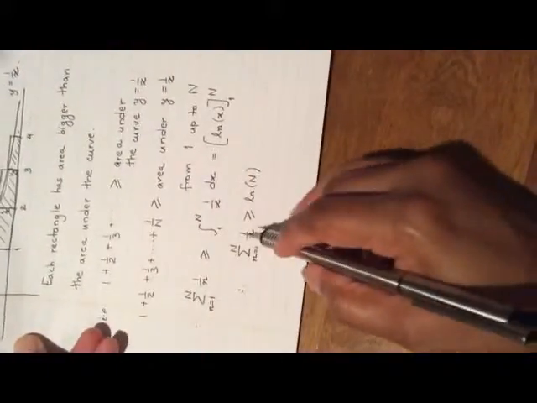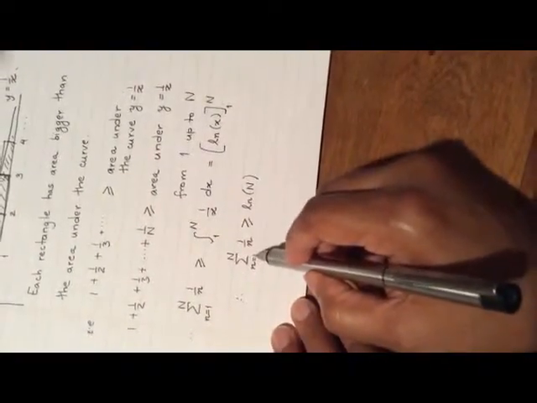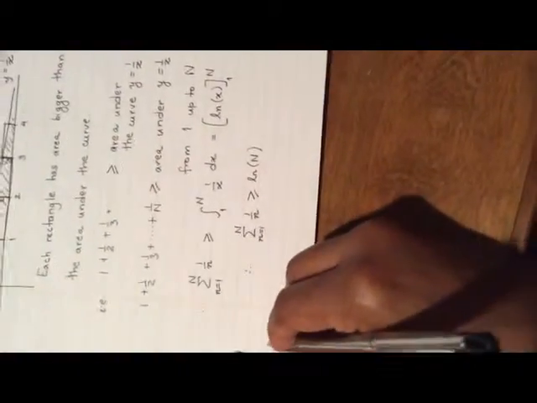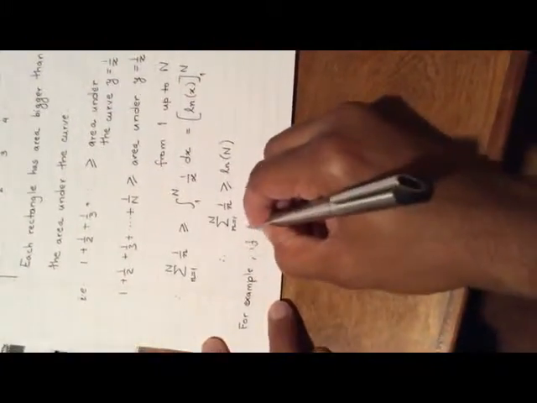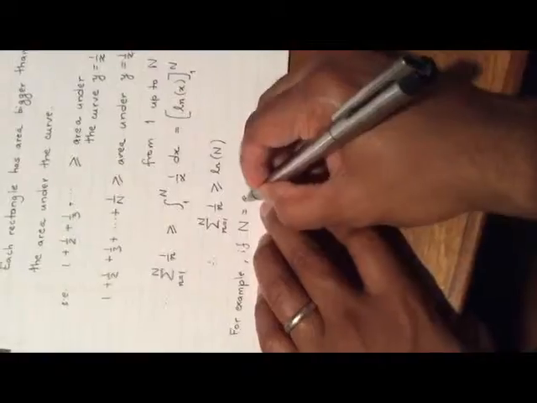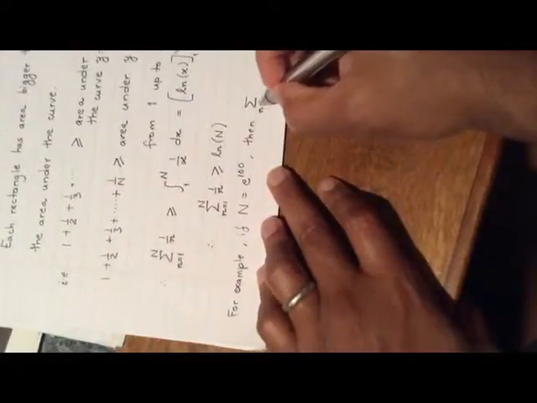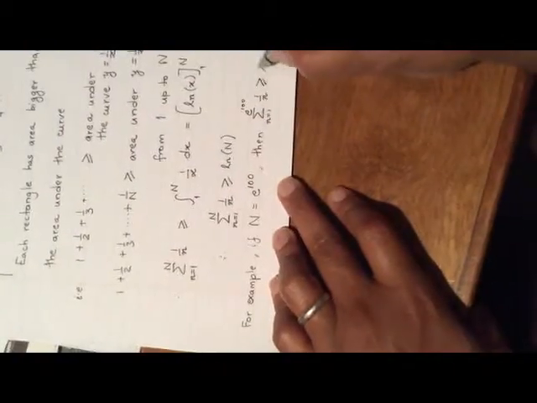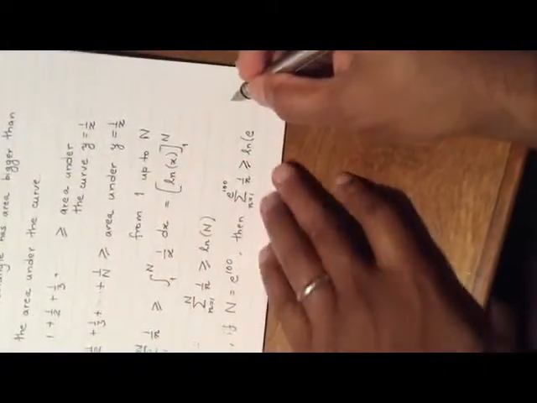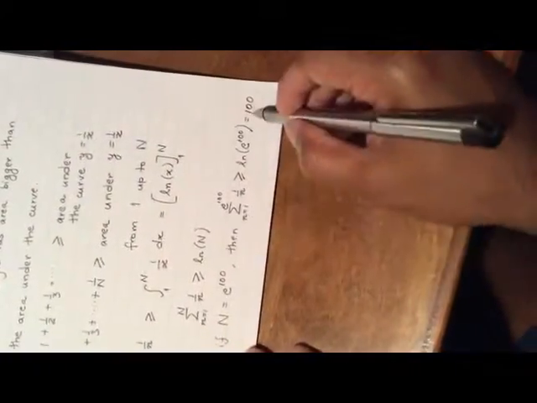So this plainly shows you that as I keep increasing big N, this sum is going to get bigger and bigger. So, for example, if big N happens to be e to the power 100, then the summation is bigger than or equal to the natural log of e to the 100, which is 100. And if I take e to the 1000, then this sum becomes bigger than or equal to 1000.